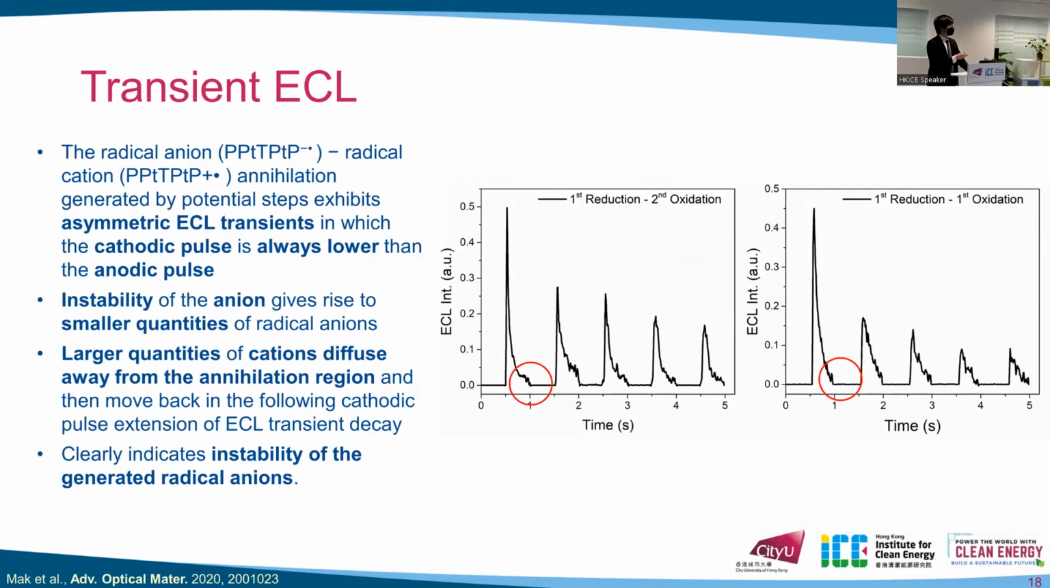And under the same potential pulsing, we will get the transient ECL. Here, we can see that because the formation of the anion is not stable, there is a great deviation under the cathodic pulse. In the cathodic pulse, we can get a very high ECL intensity.